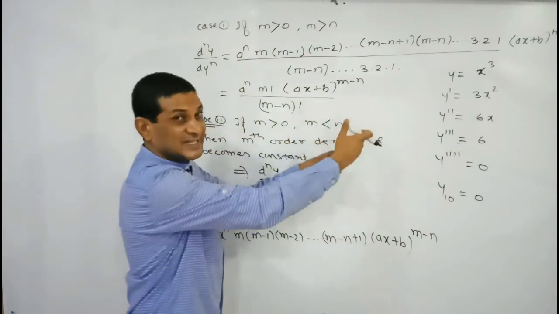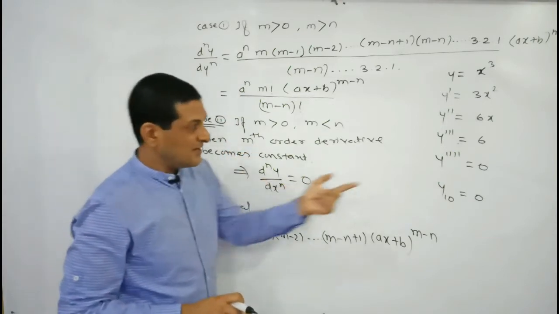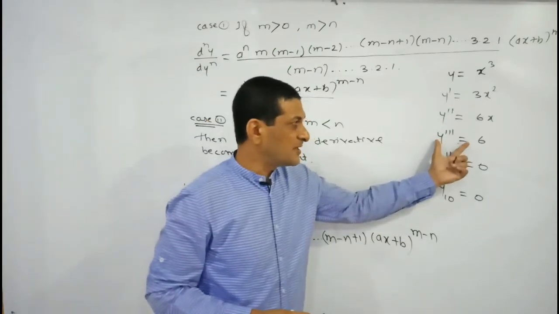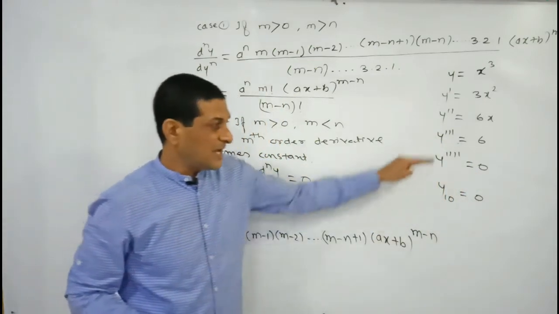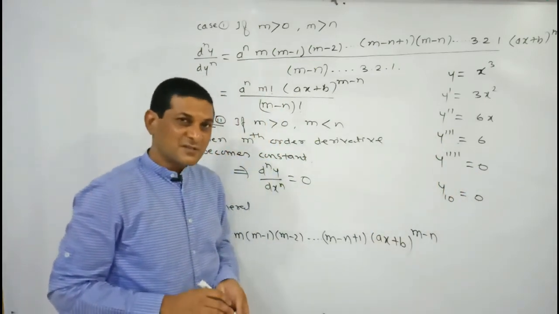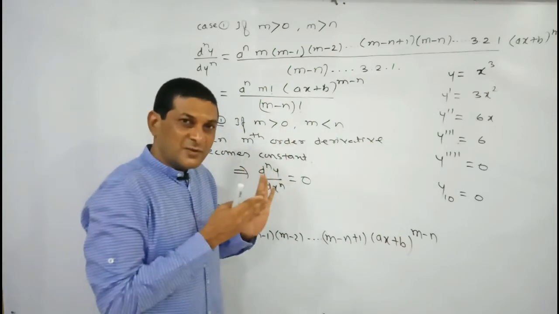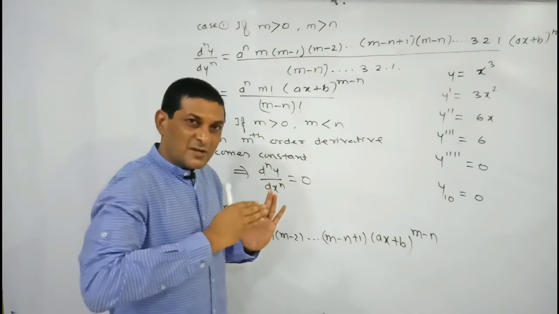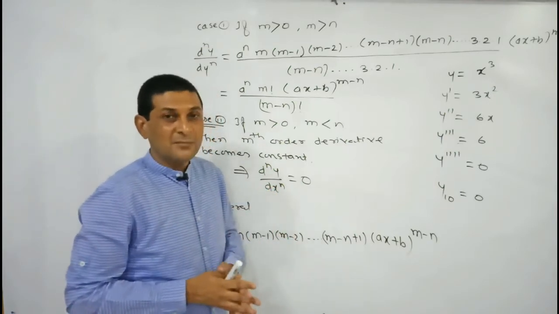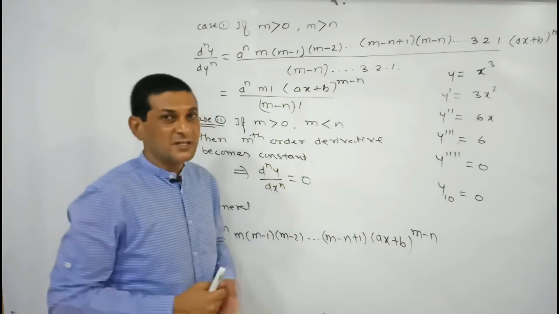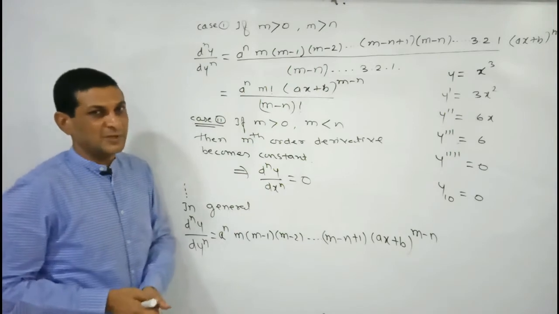because n is greater. If the mth order derivative is constant, then after the mth order, just as here the third order was constant and the fourth order came out 0, every derivative after that will be 0. So in the same way, if m is less than n, then the mth order derivative will be constant, and every derivative after the mth order will be 0, because we know that the derivative of a constant is 0, isn't it? That's why here we can say that the nth order derivative will be equal to 0.